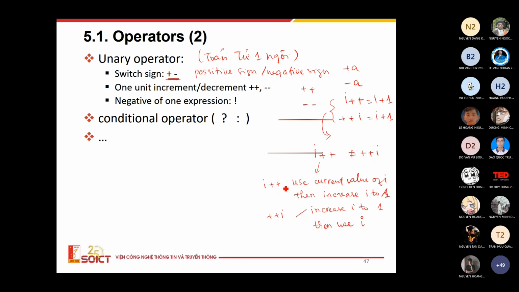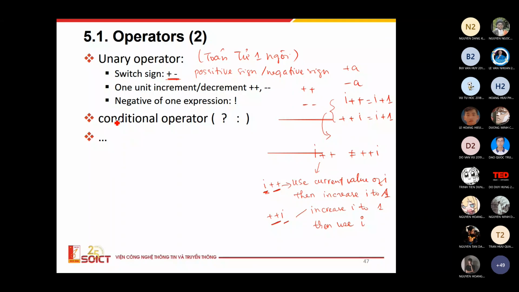Đấy. Một cái là gì? Dùng cái giá trị của Y trước rồi mới tăng Y lên 1 nhé. Dùng Y trước rồi mới tăng nhé. Còn cái này là tăng Y lên rồi dùng nhé. Đây là sự khác nhau giữa hai cái toán tử này. Thì các bạn phải ghi nhớ.